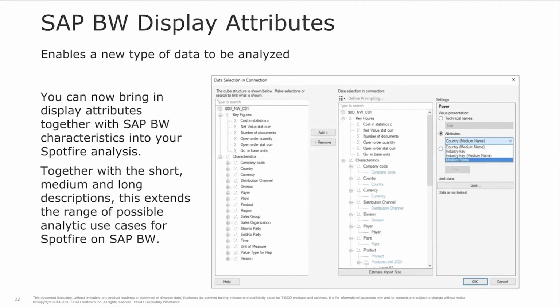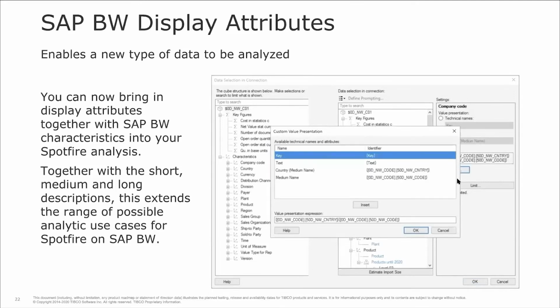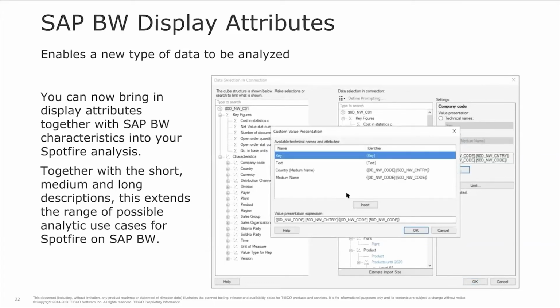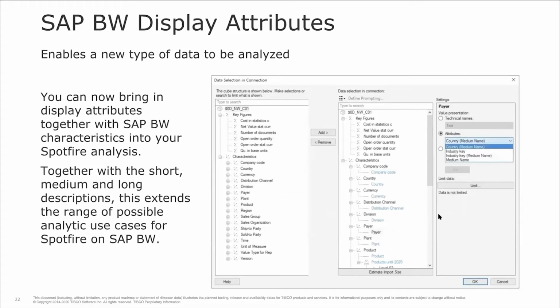We have added support for this. You will see it in the third column here in the data selection UI. And not only can you select the short, medium, and long names, you can also do custom configurations. So you can go into the edit menu and write your own presentation of data. And this is how data will be presented in your analysis.